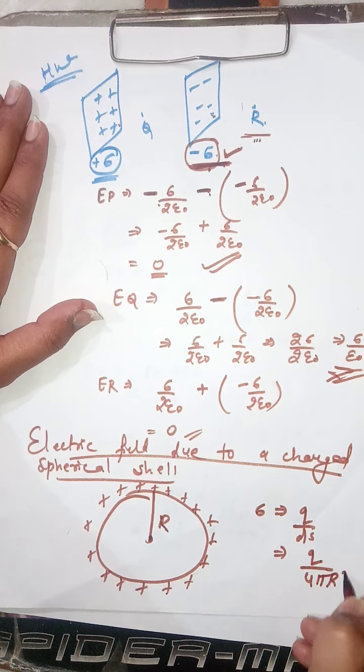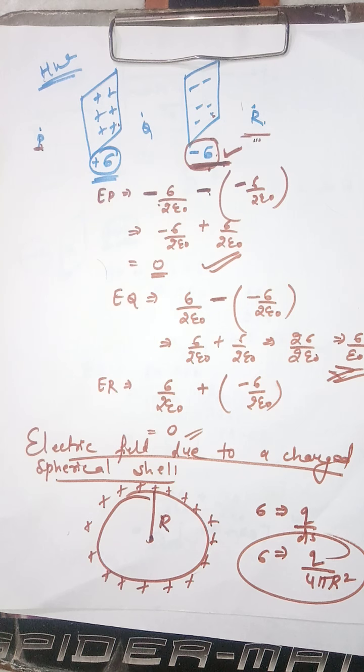Sigma is equal to Q by 4 pi R square. Again, I am repeating, consider a charged spherical shell of radius R having a charge Q on it. I have drawn this spherical shell. It has a radius R and a charge plus Q is scattered on its surface. There is a deep reason behind this concept.